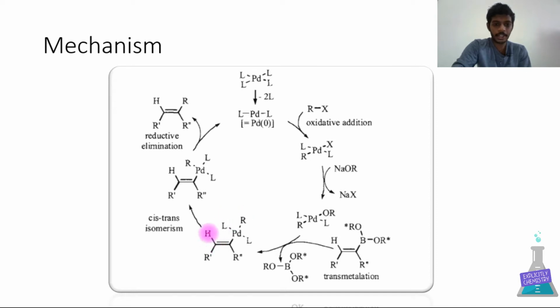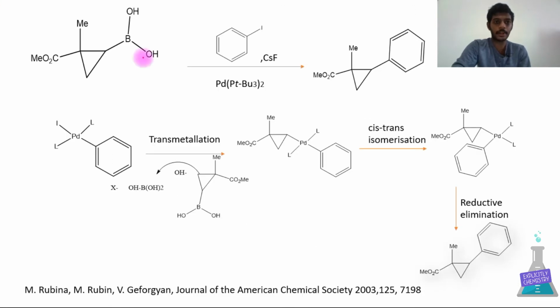This is the intermediate. Then it undergoes cis-trans isomerism. You see, these ligands are in trans position and are converted into cis position. And the final step is the reductive elimination. In the reductive elimination, the ligands are eliminated and the palladium is regenerated, forming this product. Thus the mechanism of Suzuki coupling is explained. Let us solve some examples.